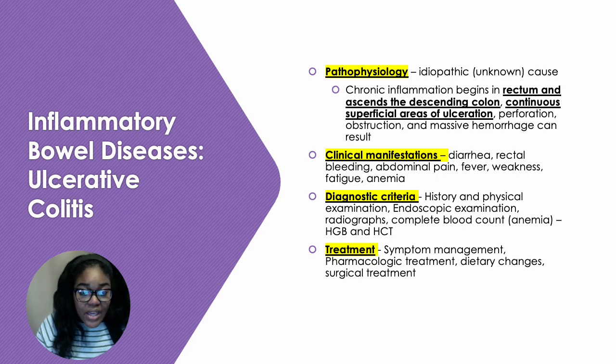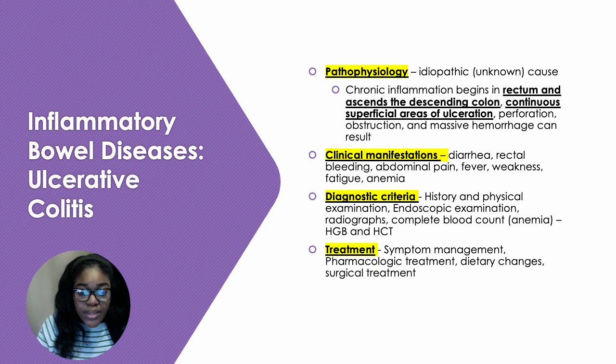As far as your diagnostics, of course, you have to have a history and physical by a healthcare provider. You have to have an endoscopy for them to look inside and see the area and extent of damage. You have different radiographs, and that can include CTs and x-rays. You will have a complete blood count to check for anemia, and normally that's with your hemoglobin and your hematocrit, and they will also look at your white blood cell count in this disease as well.